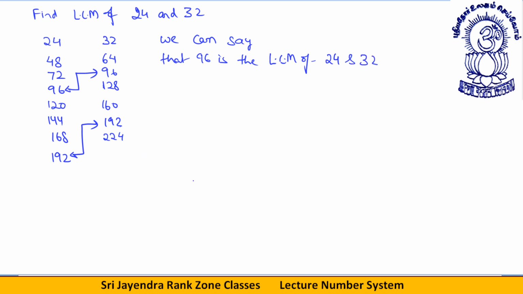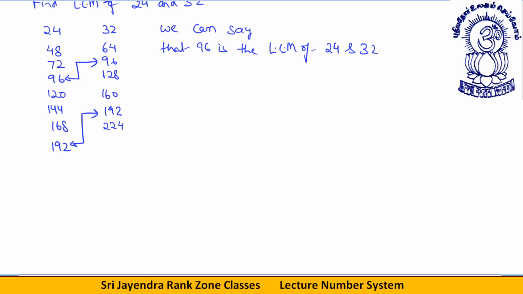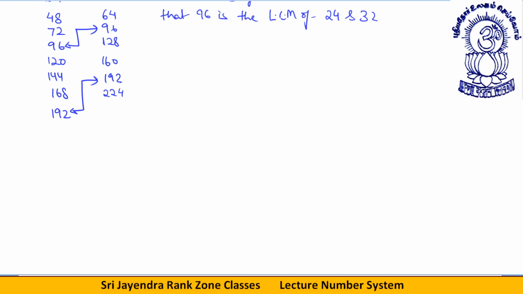The other way of finding the LCM is, look, dear students, if you break down 24 into prime factors, 24 you can say first 8 into 3, which can further be written as 2 raised to power 3 into 3 raised to power 1. Let's come to 32. 32 is actually 8 into 4, or you can say 2 cube into 2 square, that is 2 raised to power 5.